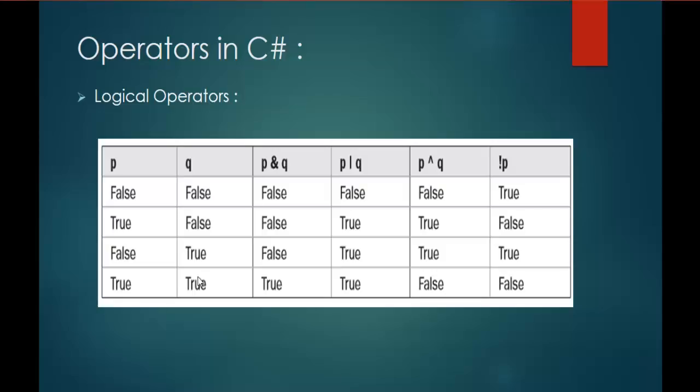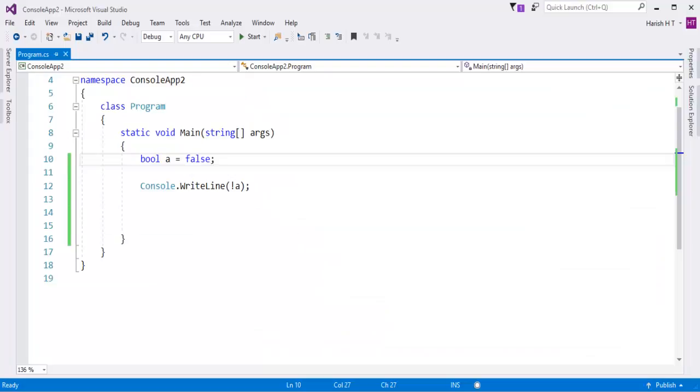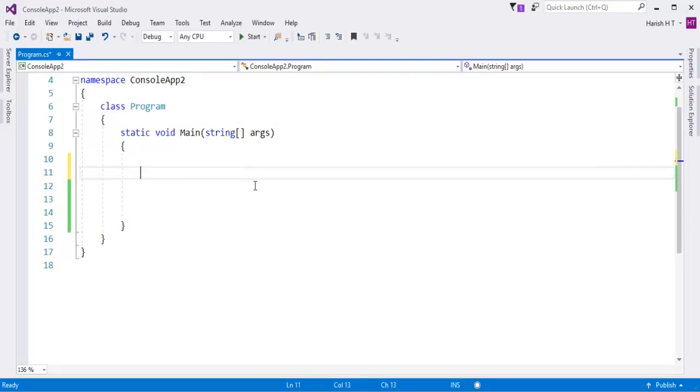And apart from that, we have the other two operators, they are short circuit OR and short circuit AND. This is somewhat related to this AND and OR operator. Now let us check how it is related and how it is more efficient than AND and OR. So what I'll do is, let me initialize some variables n comma d.